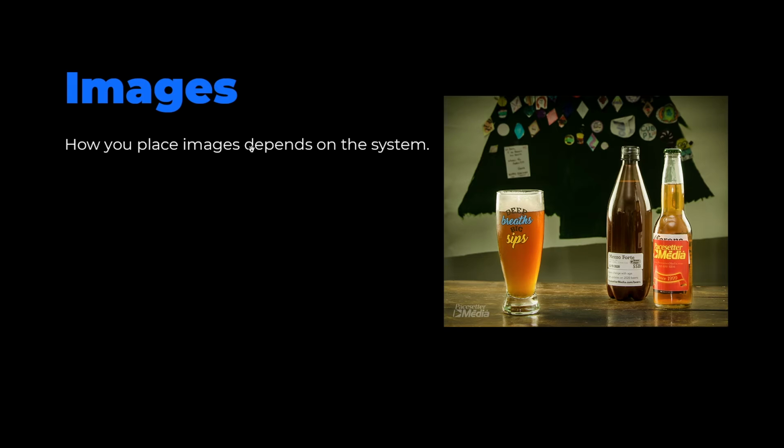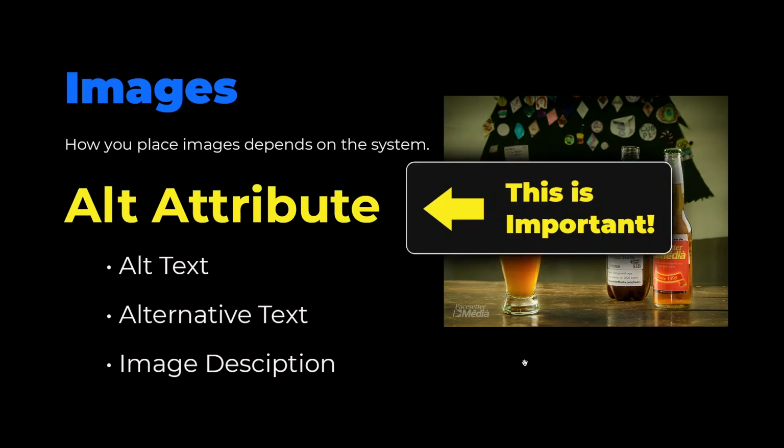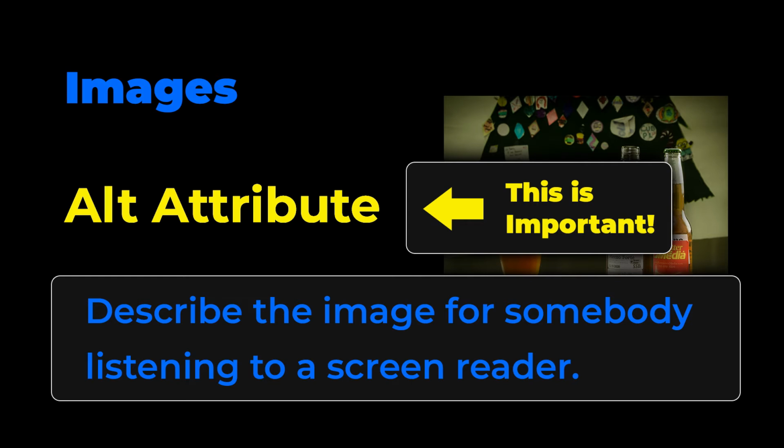Now, how you place images, again, it's going to depend on the system. We're not trying to cover that. But what is consistent across all websites is the alt attribute. You might see it called an alt text, alternative text, or image description. This is important for both search optimization and accessibility. So find where your system does it and describe the image for somebody who's listening to a screen reader.